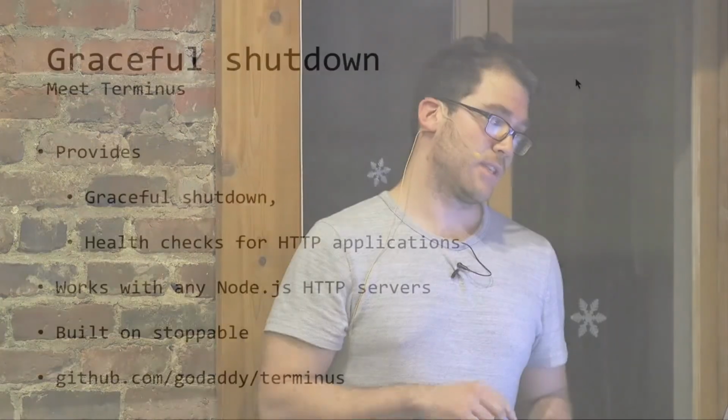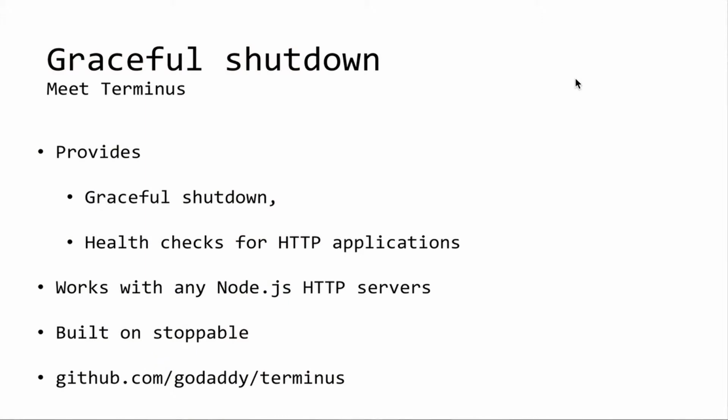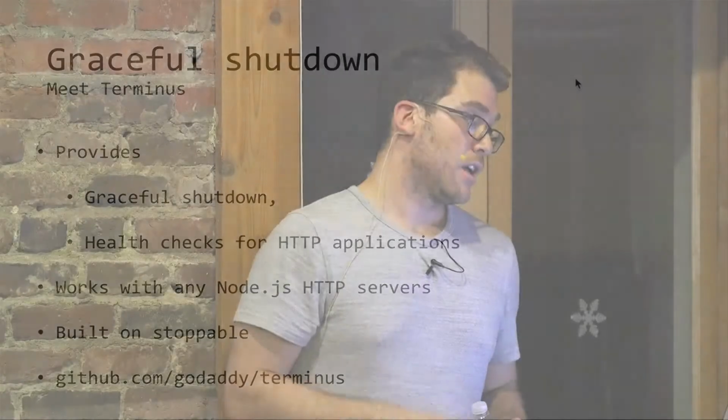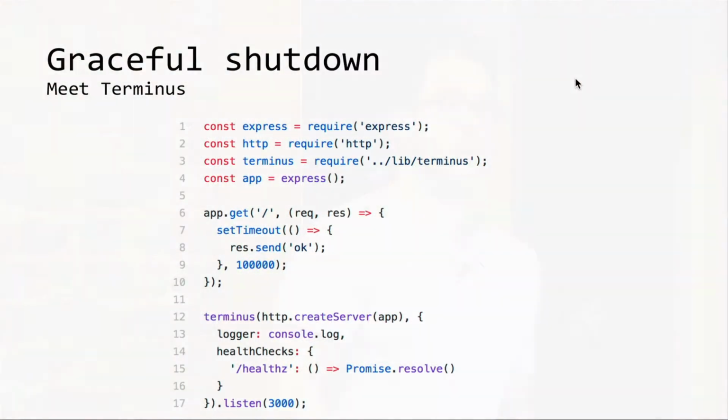At GoDaddy, we just recently fixed this kind of thing, and we open sourced this module. This is called Terminus. You can find it on our open source GitHub page. It basically works with any HTTP servers, so no matter if it's Express or Hapi, it works with them. It's built on Stoppable, which is basically just a small utility that extends the built-in HTTP server so the close actually just closes once all the ongoing requests are finished or we reach the timeout. And to integrate it with your application, yeah, probably you don't see it from the back. It's on GitHub, you will find it.